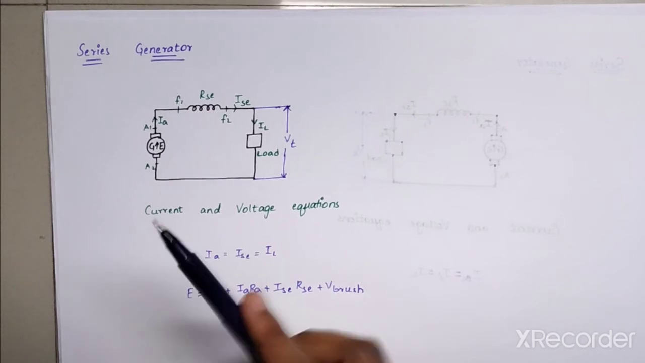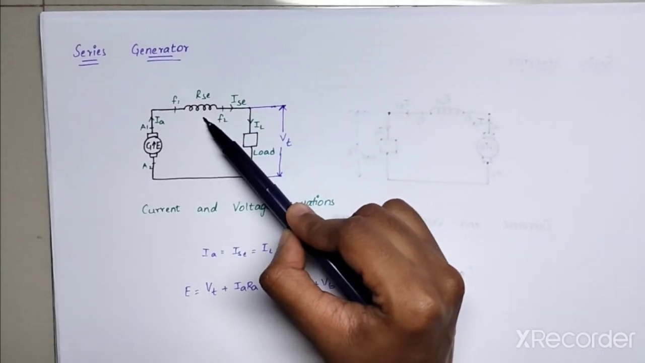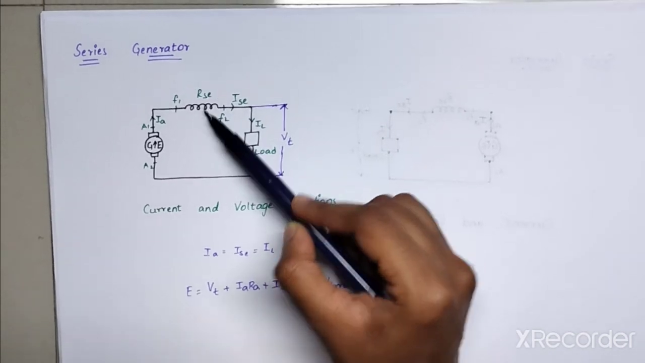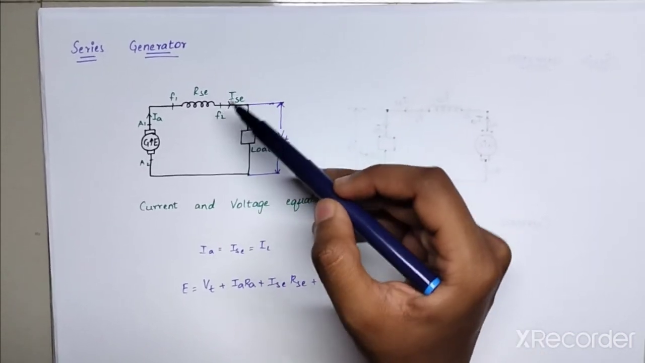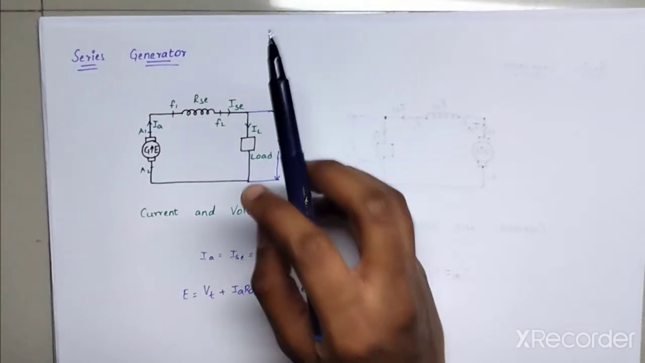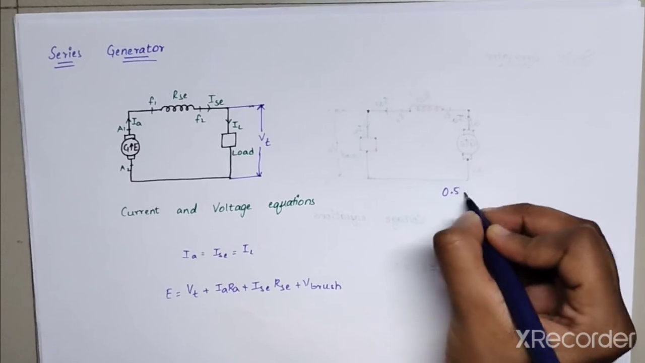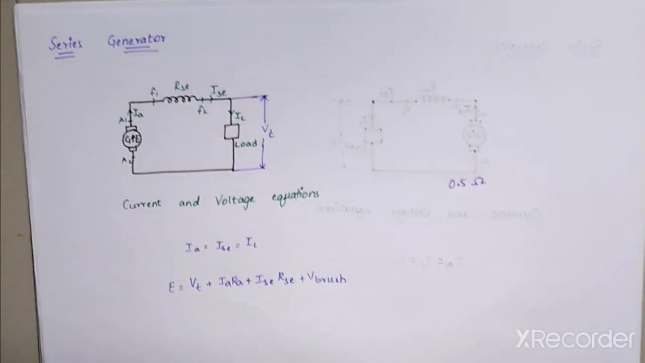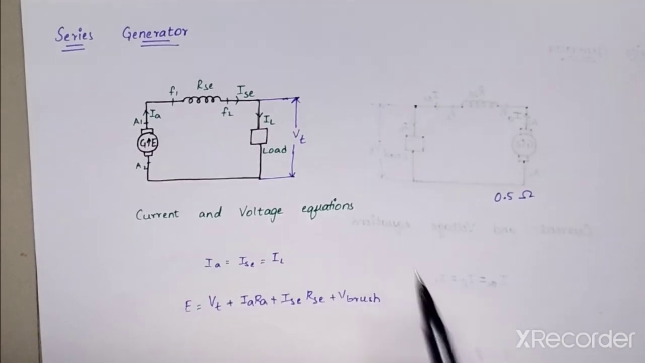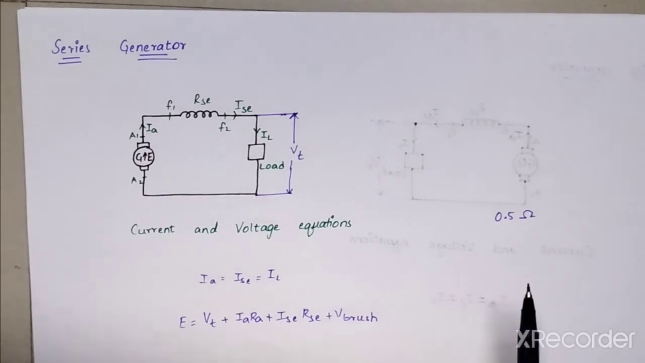Here the resistance of the series field winding must be low. To produce low resistance, we must take a thick wire and keep very few turns, and the resistance must be nearly equal to 0.5 ohms. Here the series generator can be used as a constant current source and employed for various applications.